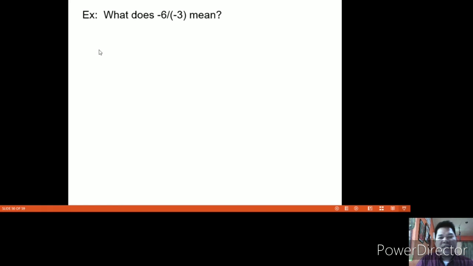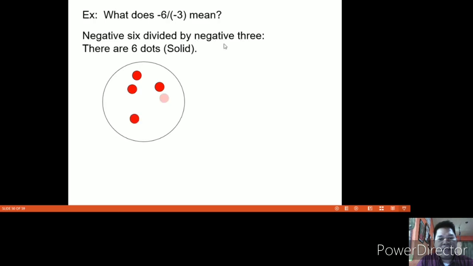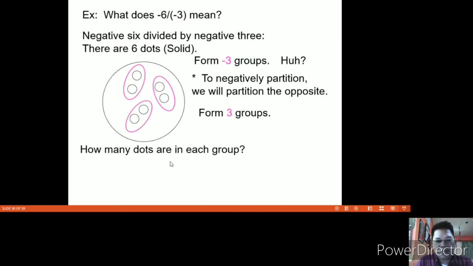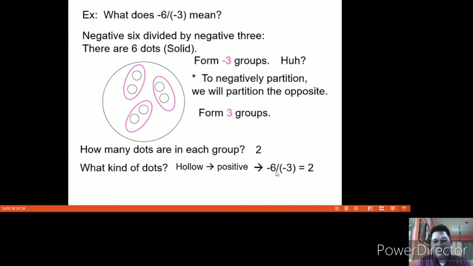Another example, what does negative 6 divided by negative 3 mean? Negative 6 divided by negative 3, there are 6 solid dots. We are going to form negative 3 groups since it is opposite. So to negatively partition, change the negative 6, the solid, into hollow. We will partition the opposite. So form 3 groups. How many dots are in each group? The answer is 2. What kind of dots, hollow or solid? The answer is hollow. Since hollow, that is positive. So negative 6 divided by negative 3 is equal to positive 2.